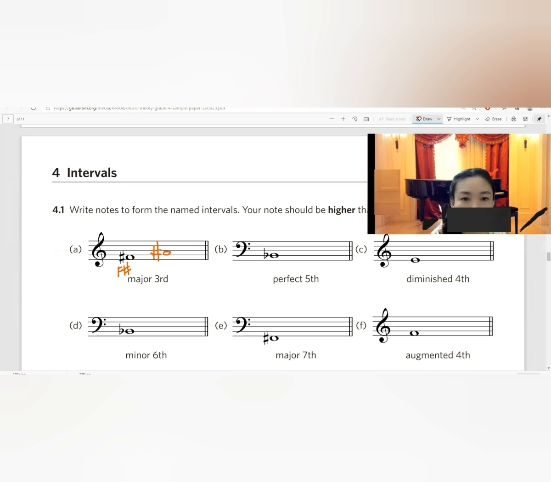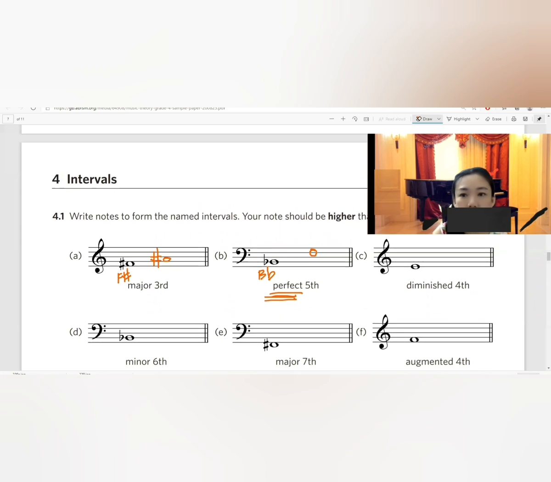For perfect fifth, we can look at the key signature of B flat. So in the key signature of B flat major, the fifth note is F. So 1, 2, 3, 4, 5, 5 steps. So in B flat major, F shouldn't have anything, because this is a perfect fifth. So F shouldn't have any accidentals.